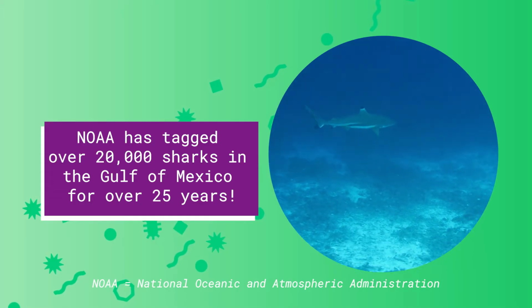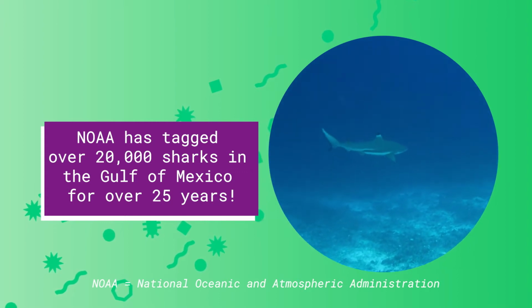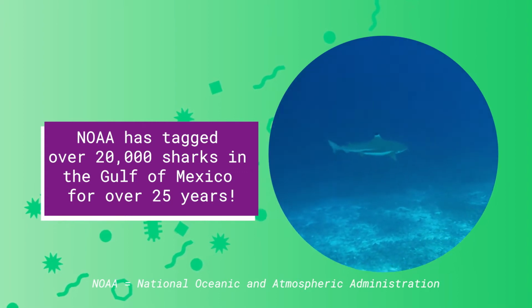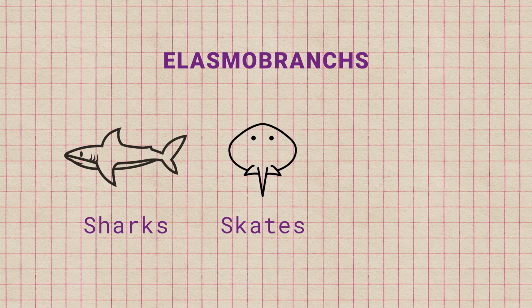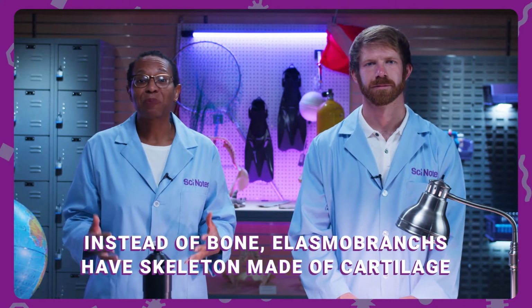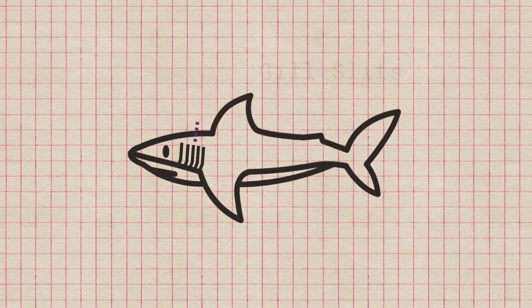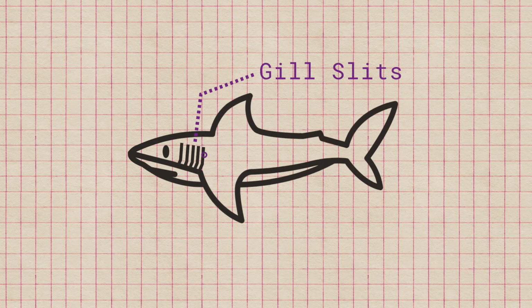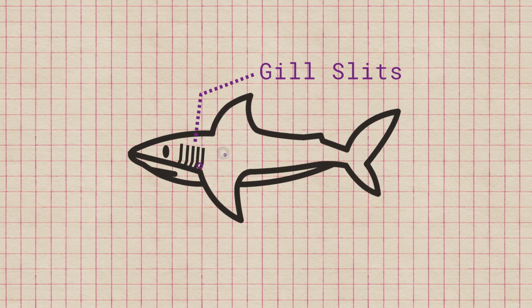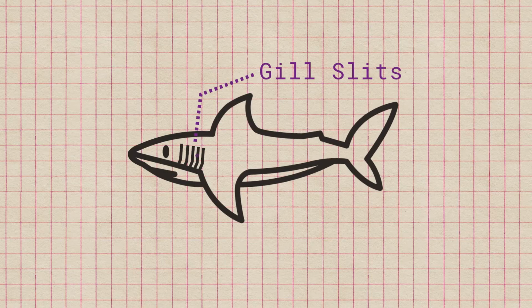NOAA has collected data on over 20,000 migrating sharks in the Gulf of Mexico for over 25 years, tagging sharks each year with the goal of recapturing them months or years later to measure how much they've grown and where they are. Elasmobranchs are a subclass of fish composed of three families: sharks, skates, and rays. Instead of bone, elasmobranchs have skeletons made of cartilage. Sharks have 5 to 7 gill slits, which help to extract oxygen from the water as sharks continuously move.